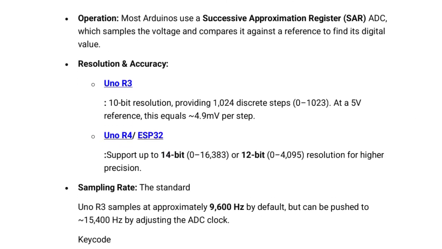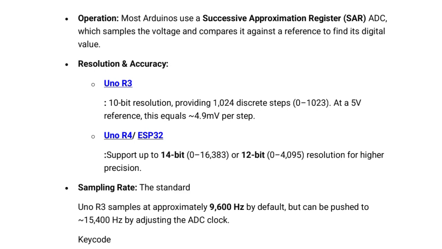Now see how they use this analog to digital conversion. Most Arduinos use a technique called successive approximation register, simply called SAR. It samples the voltage and compares it against the reference to find the digital value. For example, if you have 4.6 and the reference value is 5, it will be compared with that reference value and converted into a digital value.